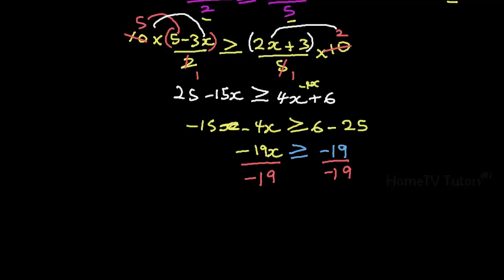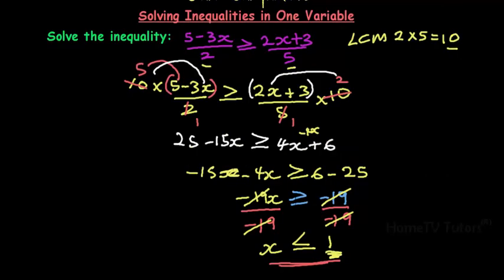Okay, so remember we said the symbol will reverse, the inequality sign will reverse now to less than or equal to. Alright, so minus 19 will divide each other, we cancel each other out on the left hand side, so we have x less than or equal to. On the right hand side as well, minus 19 we cancel each other out, so we have x is less than 1.